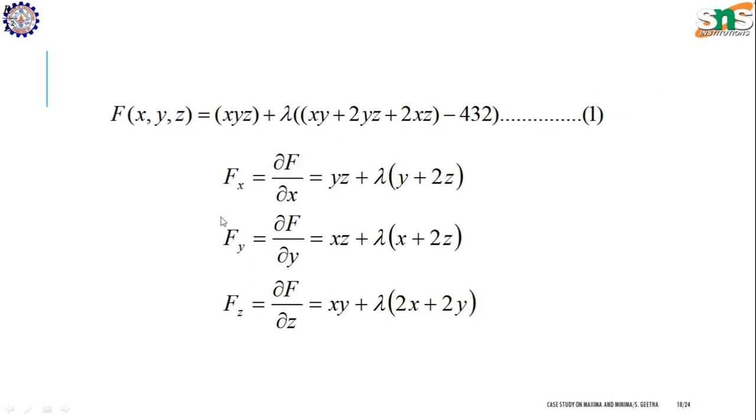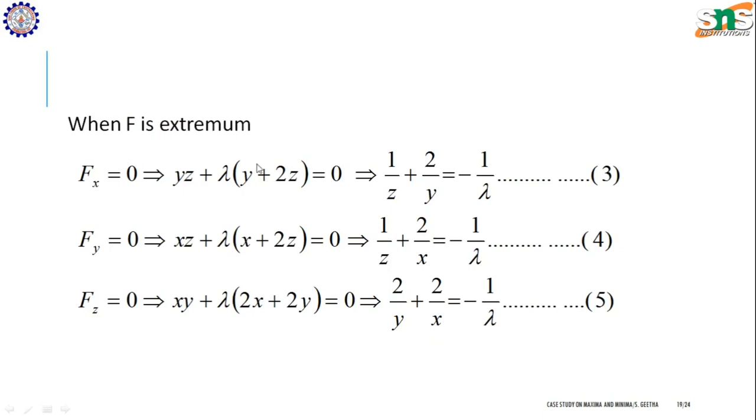Differentiating 1 partially with respect to x, we get yz + λ(y + 2z). Next Fy = ∂F/∂y. That means differentiating 1 partially with respect to y, we get xz + λ(x + 2z). Next Fz = ∂F/∂z. Differentiating 1 partially with respect to z, we get xy + λ(2x + 2y).